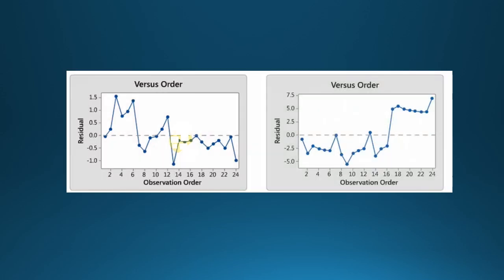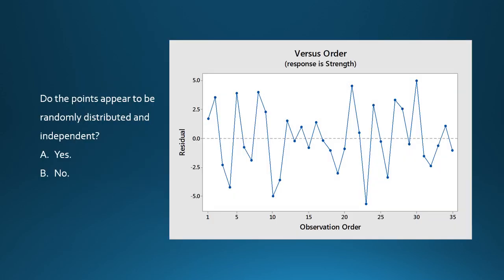If we detect patterns in the residuals versus order plot, we should determine the cause. Possible causes are the omission of an important variable or problems during the data collection. Here is a plot of residuals versus order for the data. So do the points appear to be randomly distributed and independent? The residuals appear to be randomly distributed and no unusual patterns exist. We can assume that the errors are random and independent.